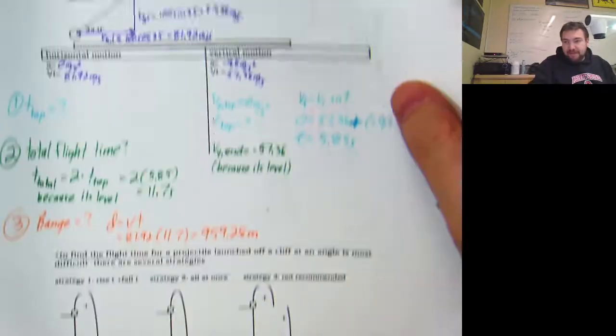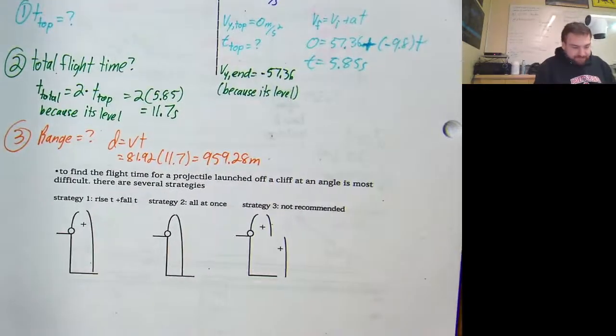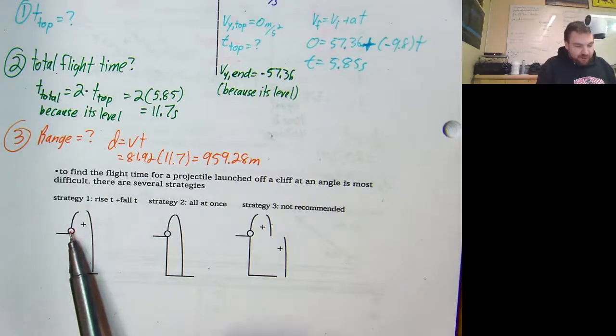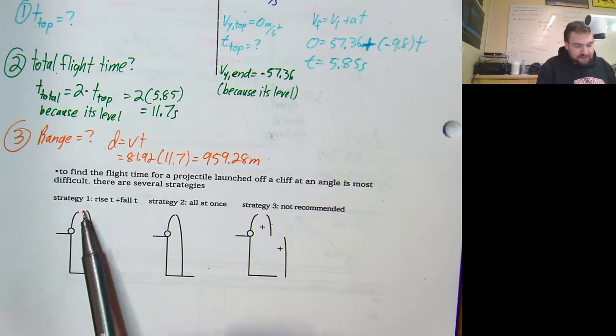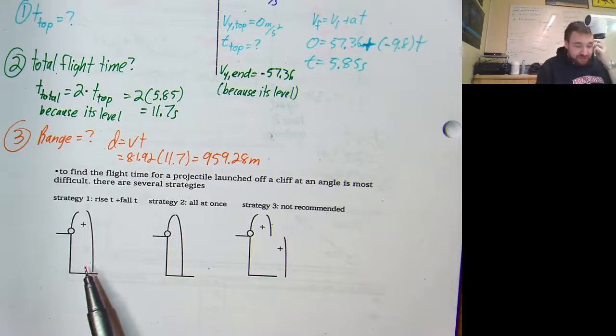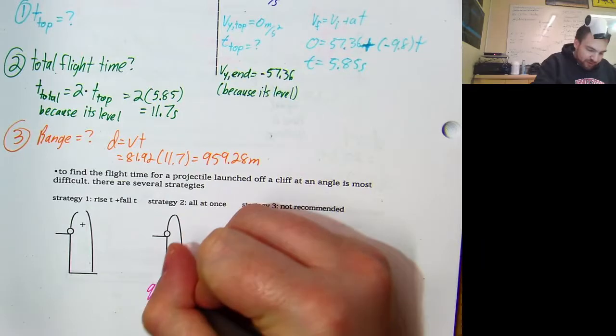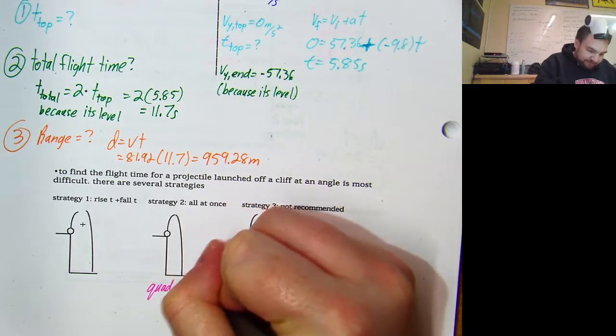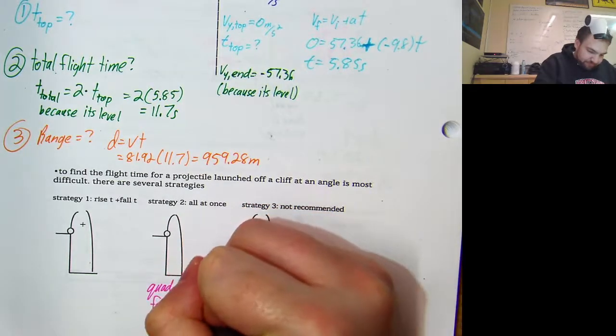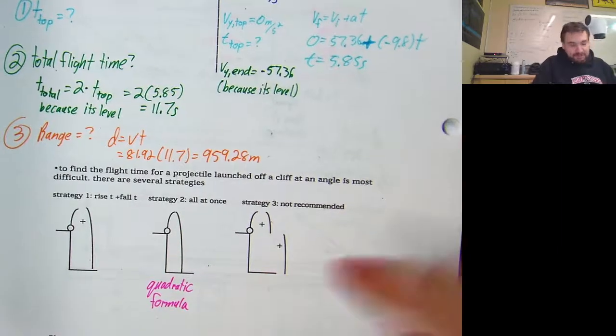So there's a couple different strategies that we can look at here for handling these kinds of problems, and I'll show you what some of them look like. Basically, you can go from where the object starts to the top, and then from the top to the bottom. That's a valid strategy. You can go from the start all the way down to the bottom. This one is going to require you to use the quadratic formula. And this one just here is a bad idea.